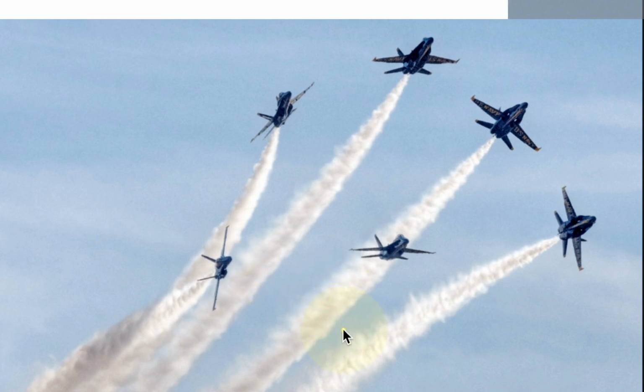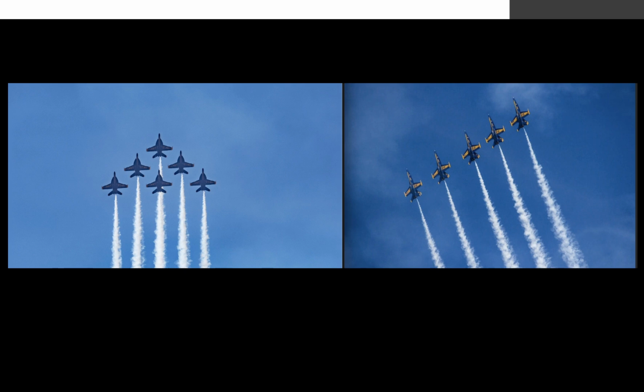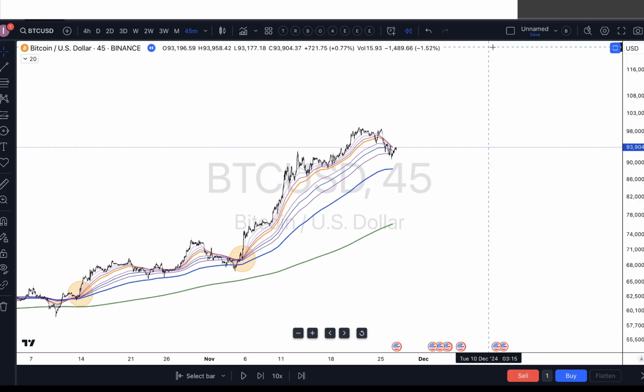This is what I love. Just think of the Blue Angels. If we had to just focus on these two photos, perfect and perfect. And this is, again, what we want the moving averages to look like. So I hope that was helpful. So let's get back to the price action and we will hit play.